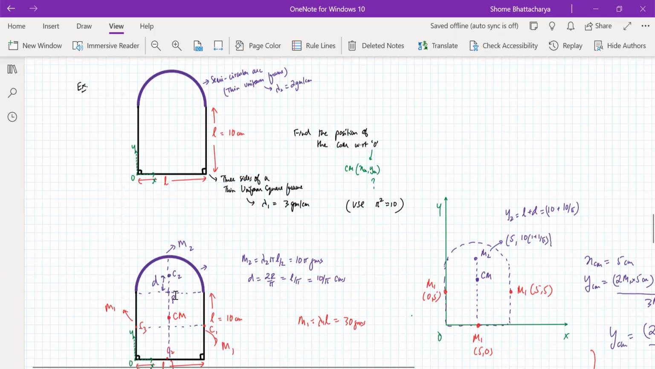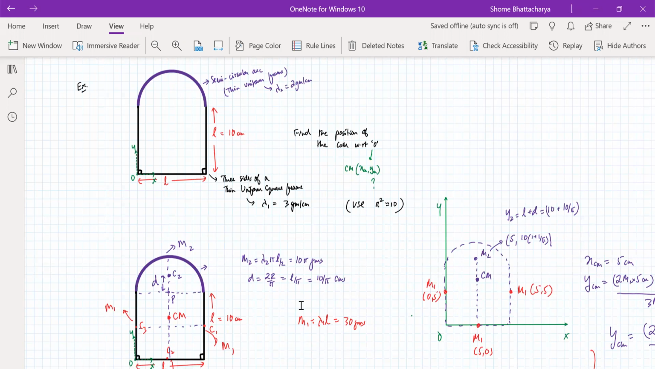Now if I'm taking the midpoint, the center of curvature of the semi-ring, as point P, then the center of mass C2 of the semi-ring is at a distance D above. And that's where I'm using the formula that D is 2R by pi. And R is L by 2. So that's how I'm getting D as 10 by pi.